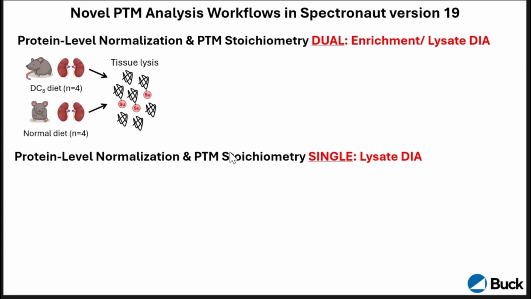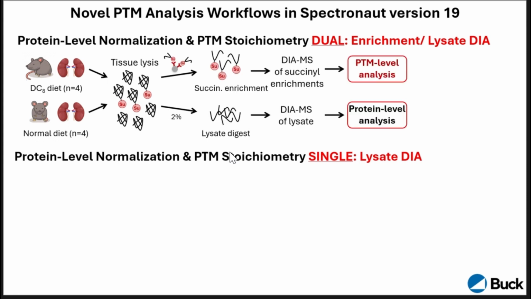So the first project that I would like to show you is a supplement of a diet in a kidney injury project in mice. Basically you take this diet, I call it DC8 here, it's a dicarboxylic acid, a natural product, and then mice with a normal diet, and then you have kidney injury or no. You do the lysis of the tissue, and then as I mentioned earlier, in one arm you do the enrichment, and in the other arm, maybe with 2%, you just do the lysate digestion and look at this for the protein level analysis, and the upper part is for the PTM level analysis.